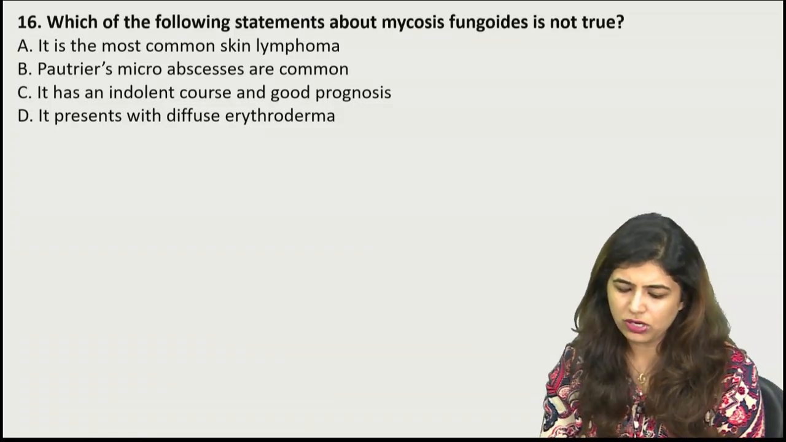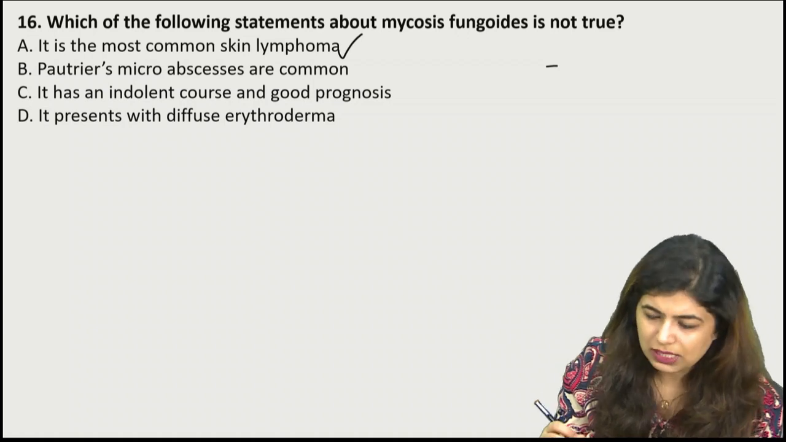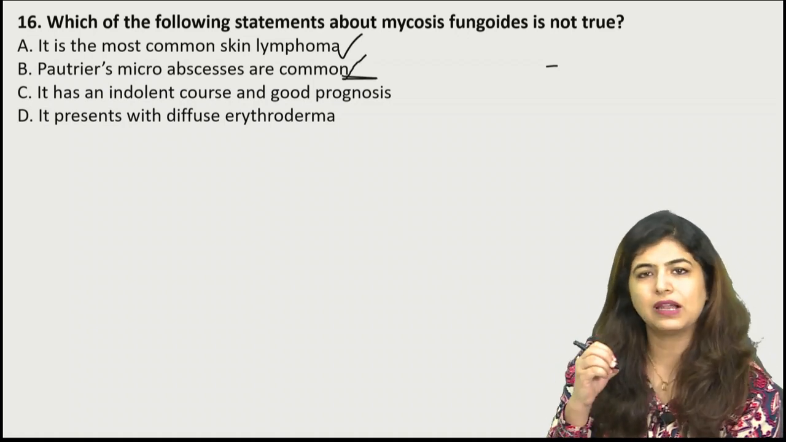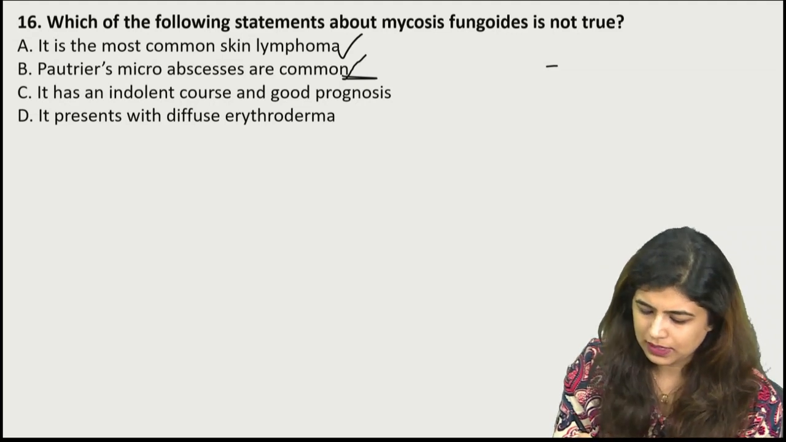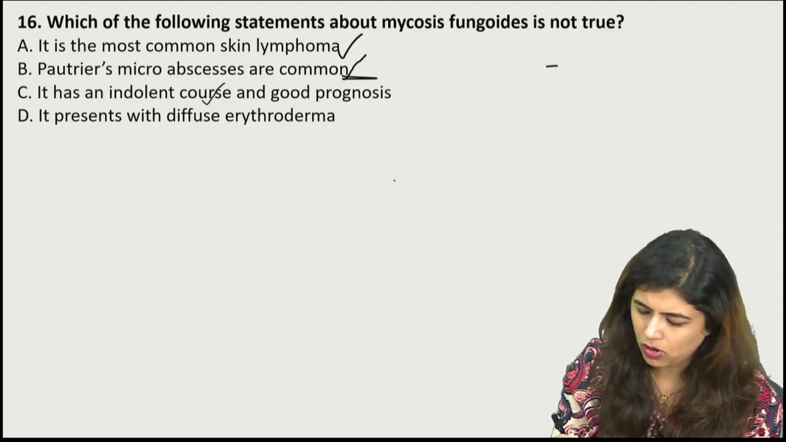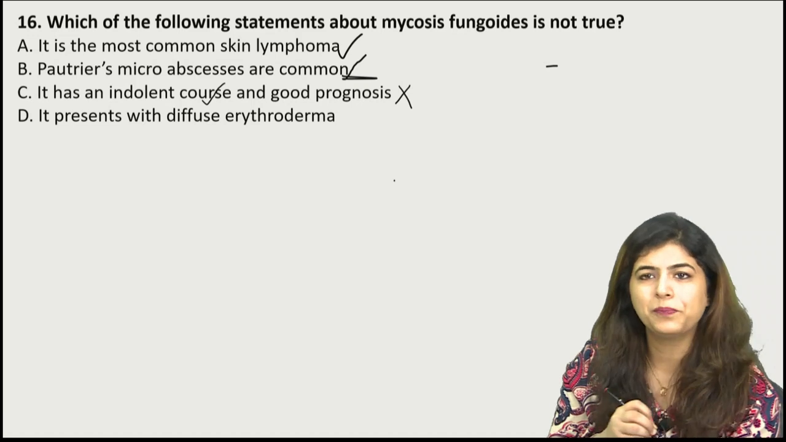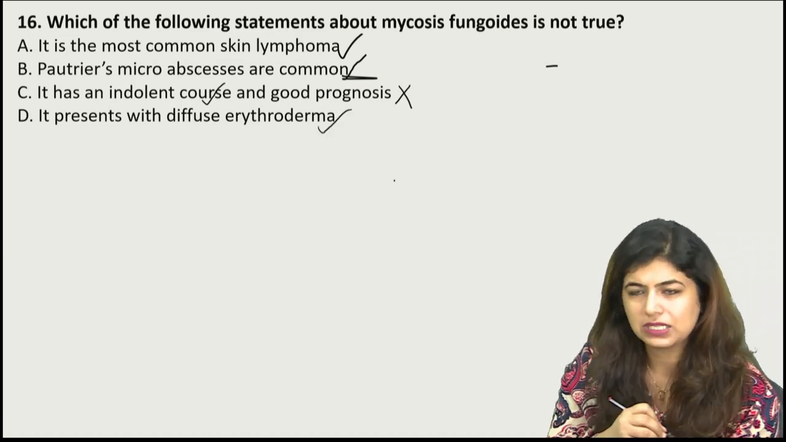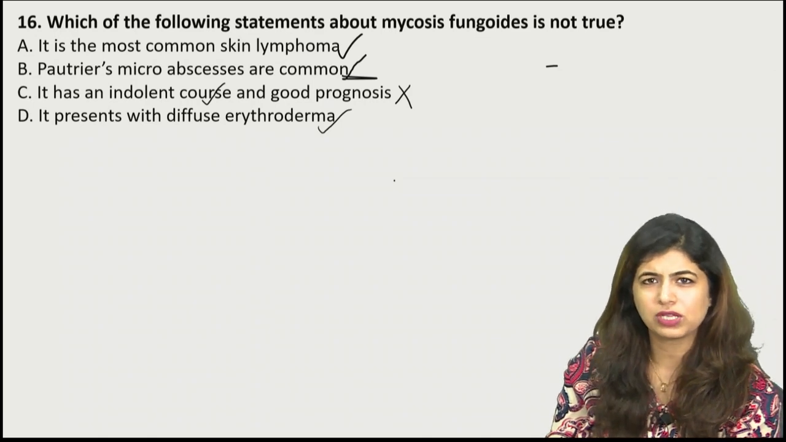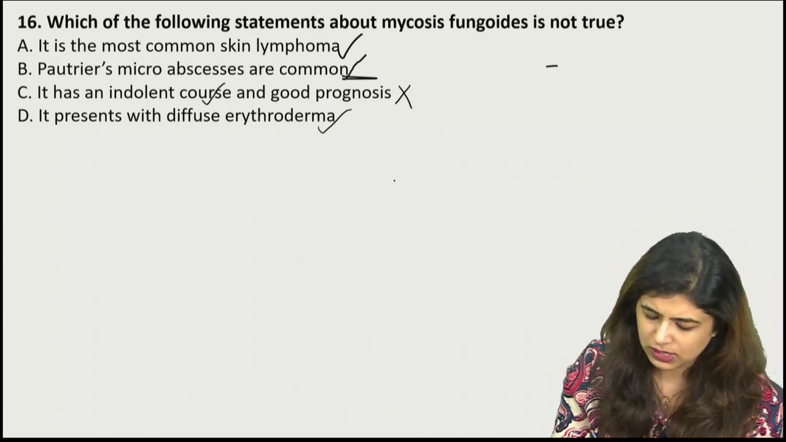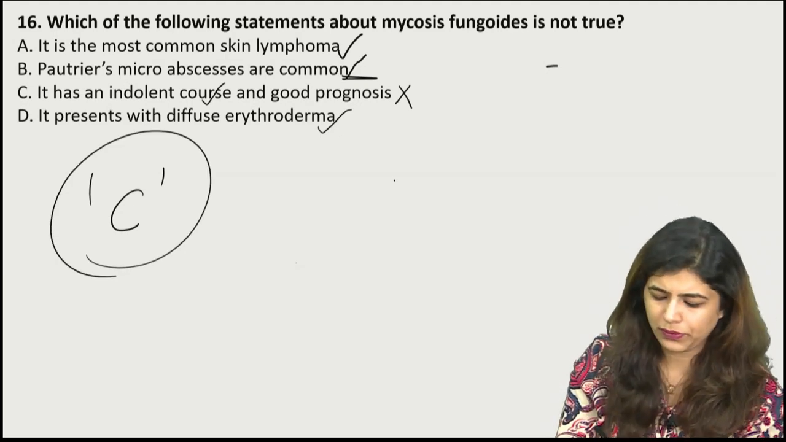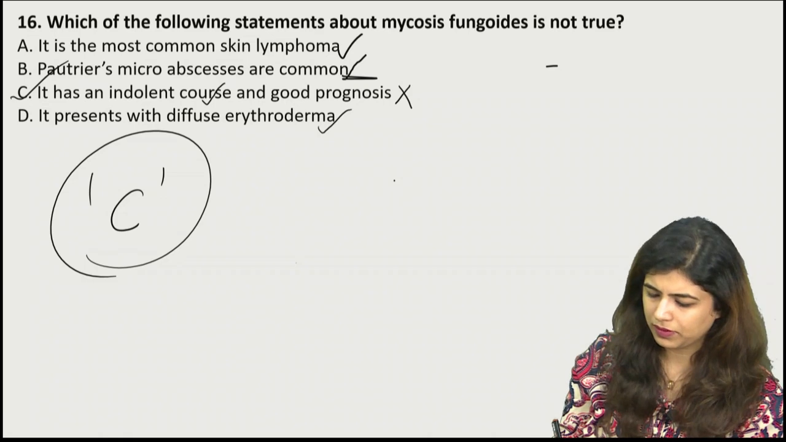So which of these is not true? It definitely is the most common lymphoma. Potrier's microabscesses are definitely seen. Yes, it has an indolent course, but a poor prognosis. It presents with diffuse erythroderma. It can when the patient is in Sézary syndrome. So the answer to this question is option C. I hope I am clear to all of you.